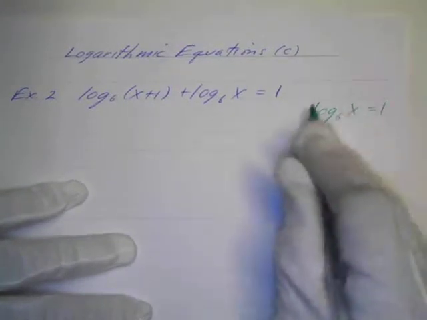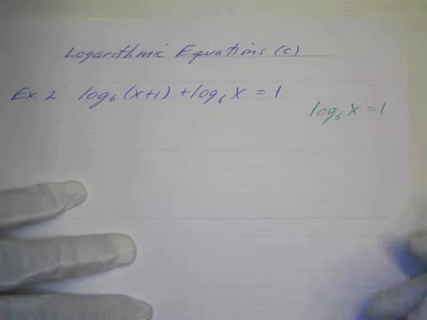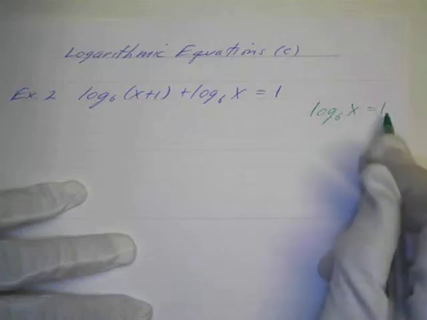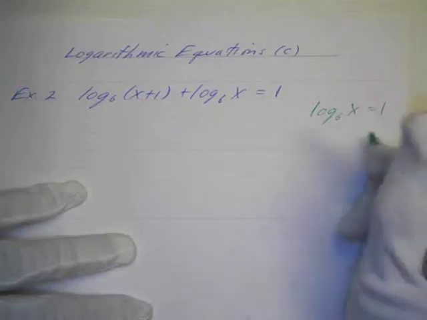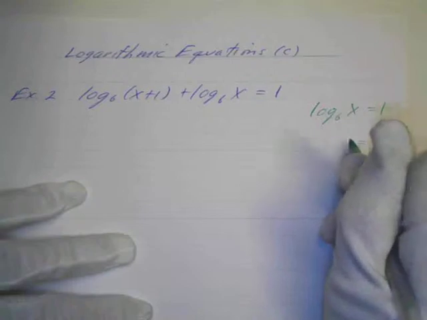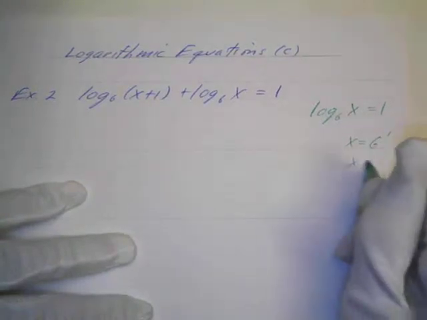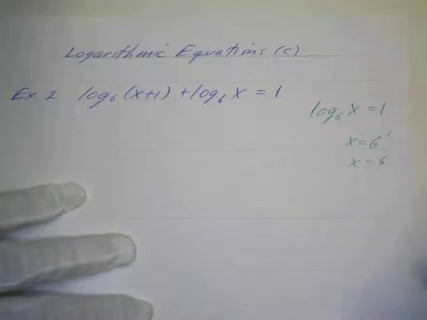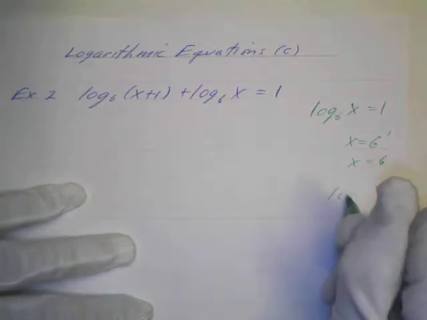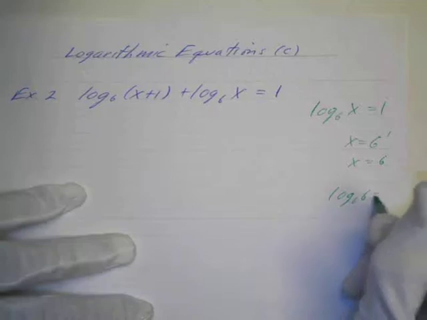Now, if we want to find out what this is, we can just solve this exponential equation. What's my base? 6. What's my exponent? 1. What's my answer? x. So what would x be equal to? Just 6. And that kind of makes sense because log to the base 6 of 6 equals 1.